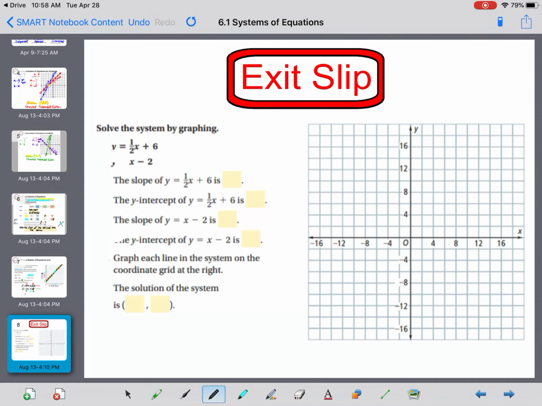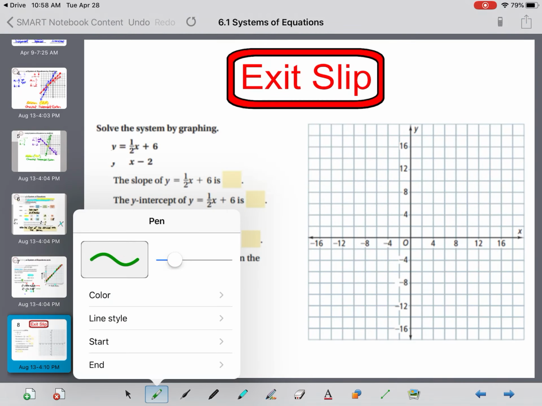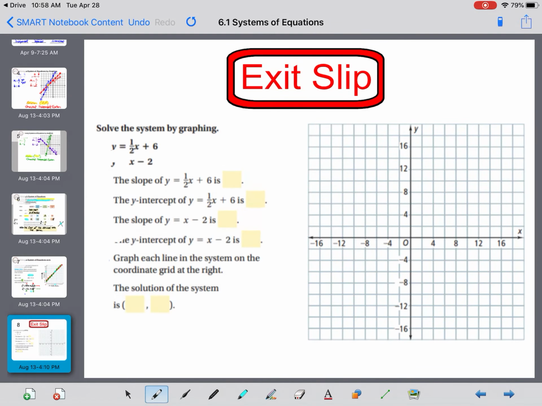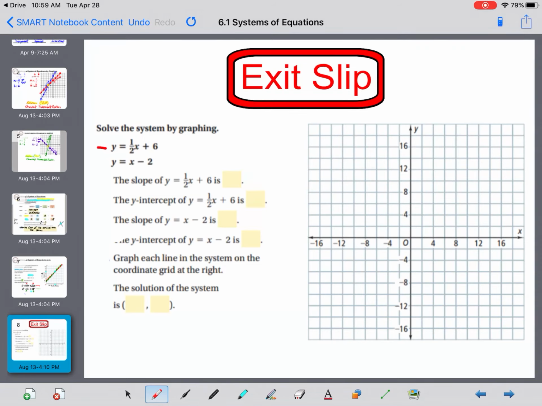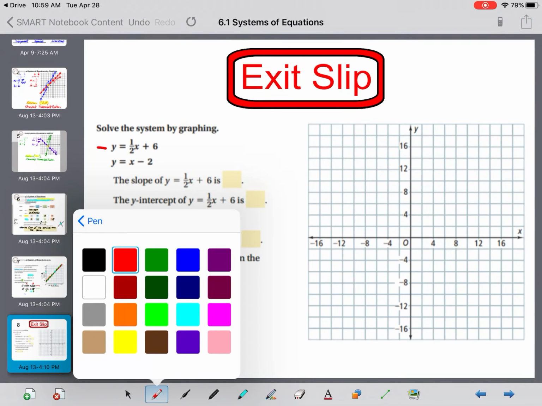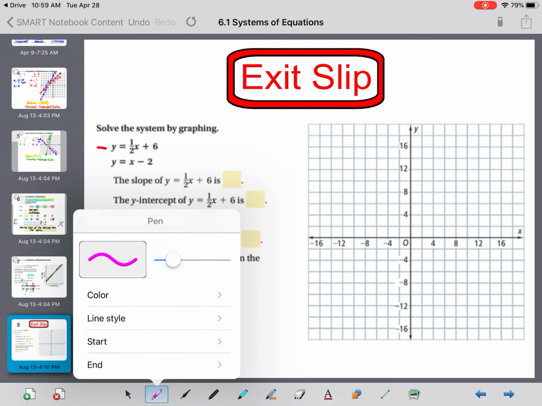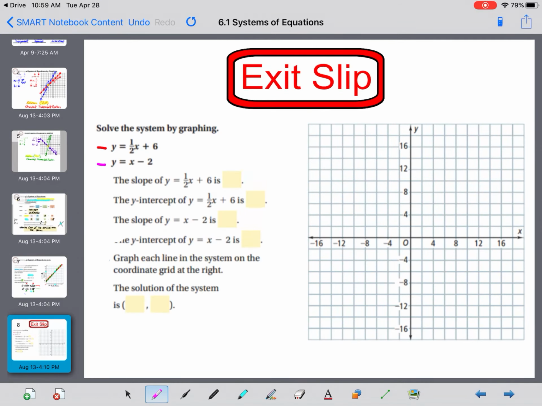Exit slip. Solve the system by graphing. Again, we have 2 equations. This should say y equals. I'm not sure why that's cut off. Y equals and y equals. Oh, there we go. Much better. Okay, so again, we could plot these in 2 different colors so we could see. I'm going to do the first one in red. And why not? We'll do this cool pink color.